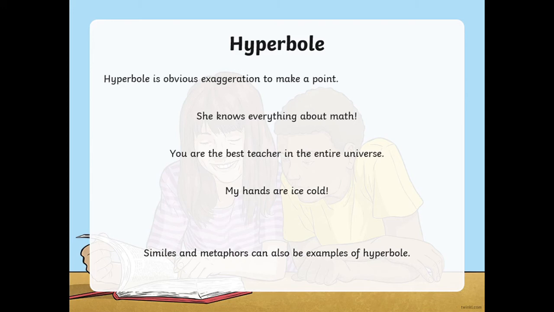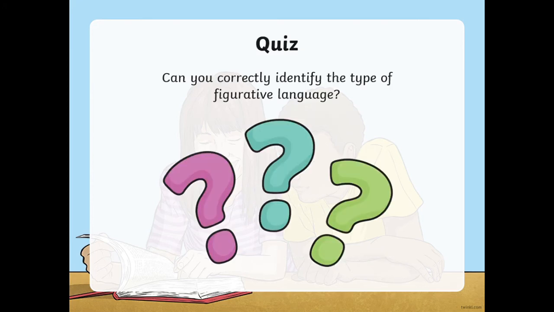And what it is, is an obvious exaggeration to make a point. So, for example, she knows everything about maths. You are the best teacher in the entire universe. My hands are ice cold. Similes and metaphors can also be examples of hyperbole.